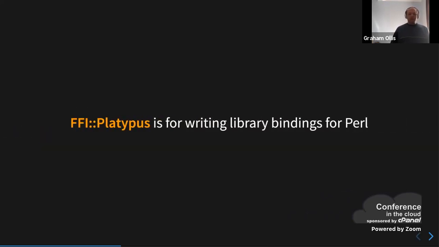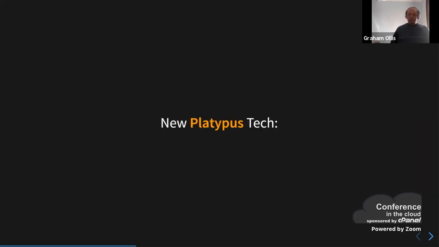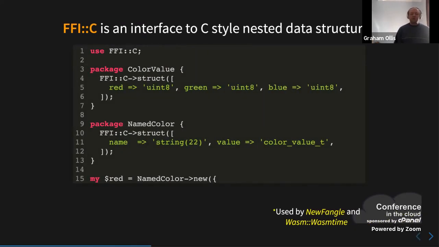Platypus is a library for writing library bindings in Perl. It is easier to learn and use than XS. New Platypus Tech this year includes the FFIC module for defining data types common in the C programming language. In particular, in the past, it was difficult to work with nested data types in Perl.